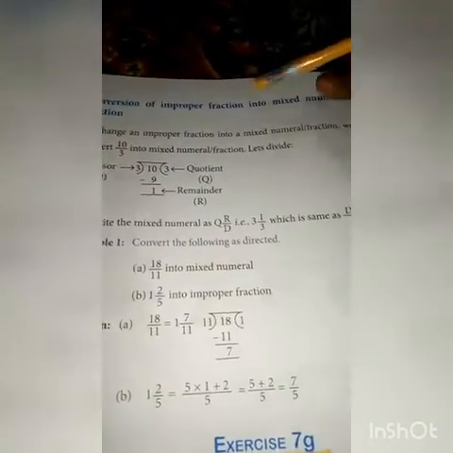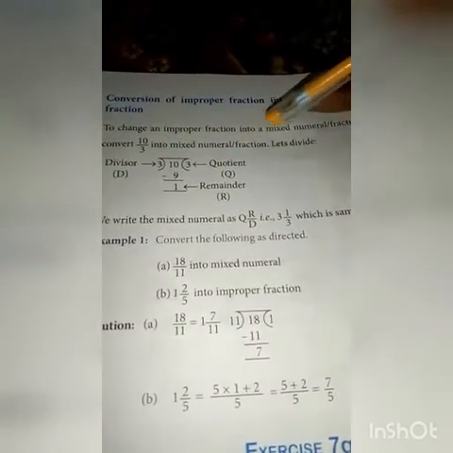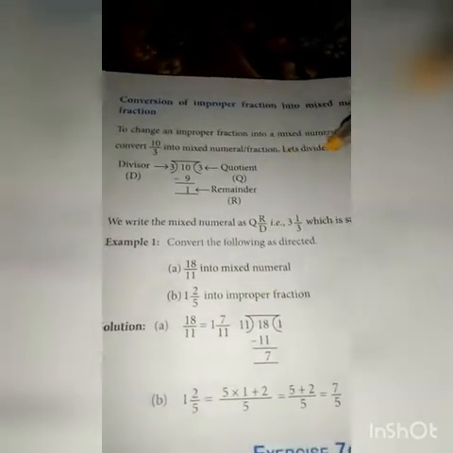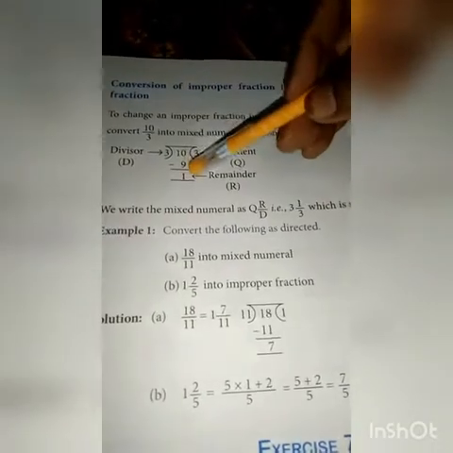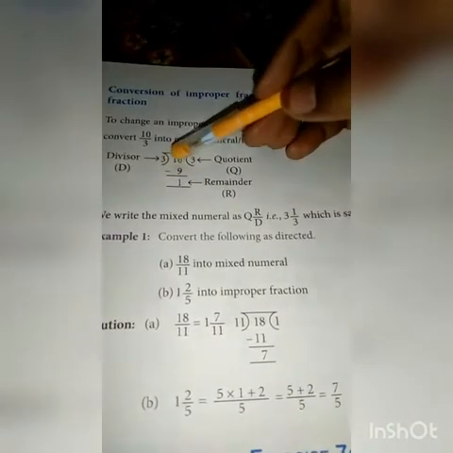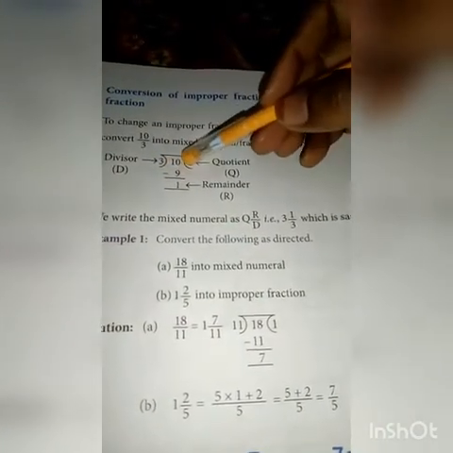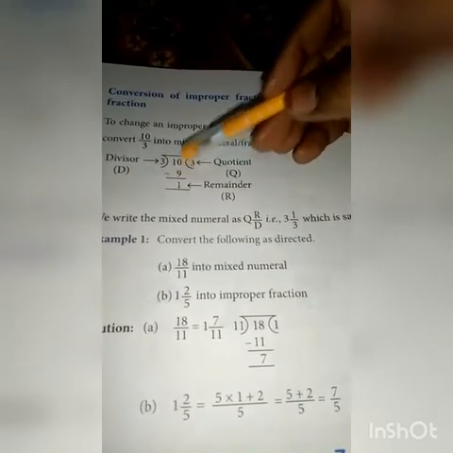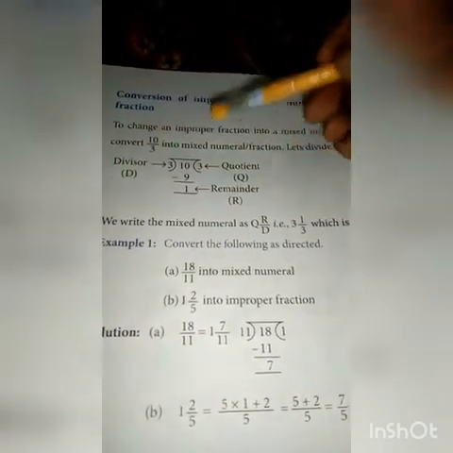Now our next topic is conversion of improper fraction into mixed fraction, or mixed numeral. To change an improper fraction into a mixed fraction, we divide. Let's convert 10 upon 3 into a mixed fraction. Let's divide. So we will divide 10 by 3 here. 10 is not divisible by 3, so we take the nearest multiple. 3 3s are 9. 9 is nearest to 10. 3 is the quotient and 1 is the remainder. And 3 is the divisor here.